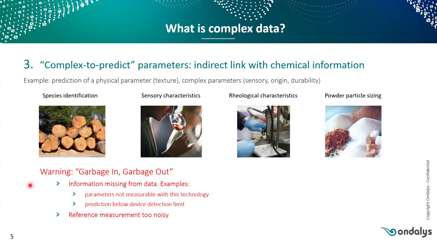But keep in mind the saying "garbage in, garbage out". If the information that you want to predict is really not measurable, not present in the sample, you can try more advanced machine learning models, but if the parameter is really not measurable with the technology that you're using, or if you're trying to predict concentrations that are below the detection limit of your instrument, it will not work anyway.